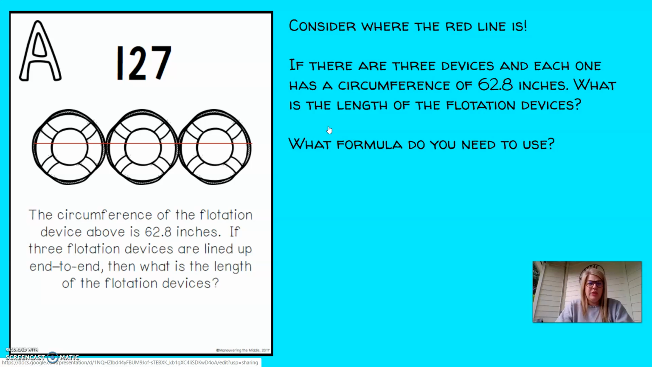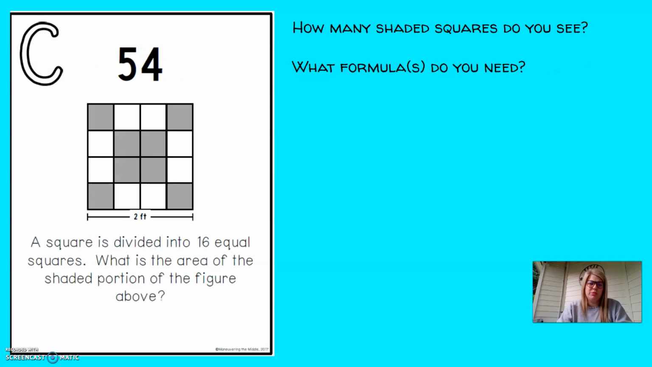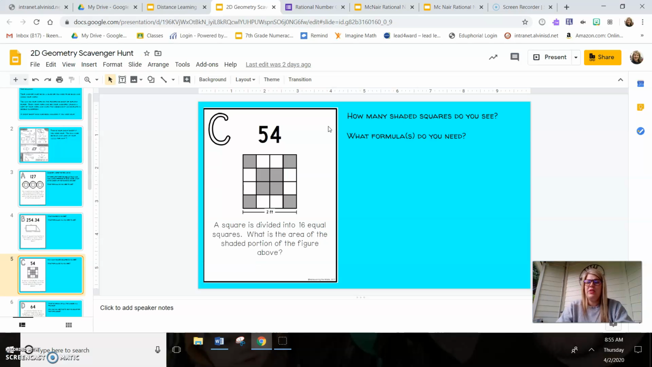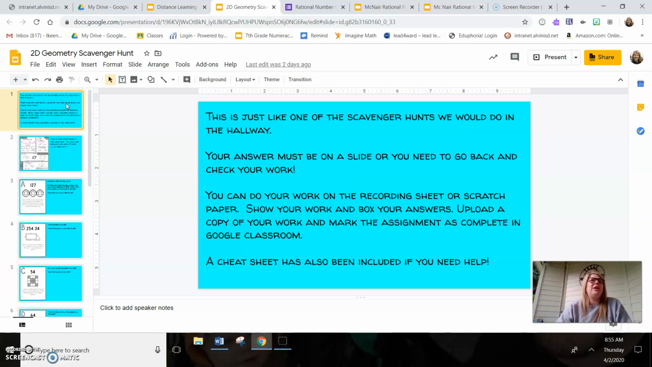Then, as you're going forward, I tried to go on every slide and give you a little bit of a hint about what formula you need to use, what are some things you need to consider. So every slide has the things I would say to you if we were in the classroom and we were struggling with some of these problems, okay? So that's that activity. And then when you go to do your reporting sheet, you will take a picture and upload a copy to Google Classroom, okay?